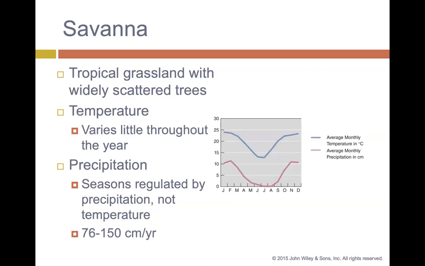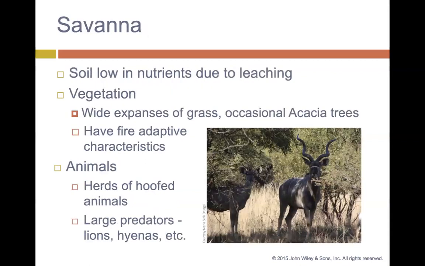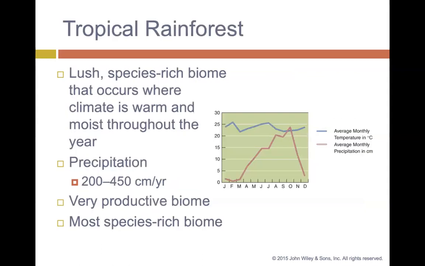The savanna, then, is a tropical grassland with widely scattered trees. The temperature varies little throughout the year, and the seasons are regulated by precipitation, like a wet and dry season, but not actually temperature. The soil is low in nutrients due to leaching, and the vegetation, you have a wide expanse of grass and occasionally an acacia tree, which have fire adaptive characteristics. And animals are mainly herds of hoofed animals and large predators like lions and hyenas.